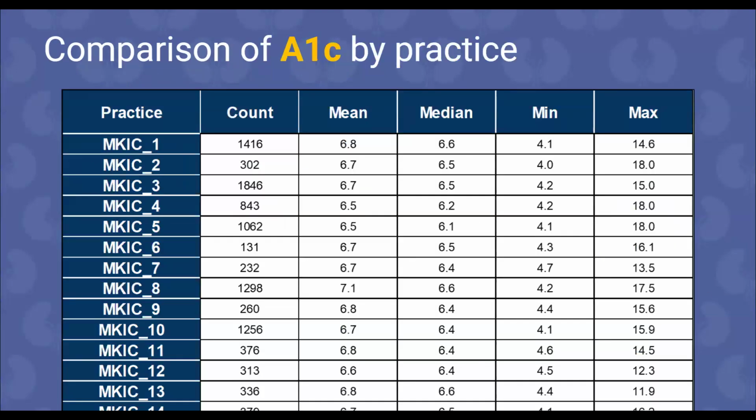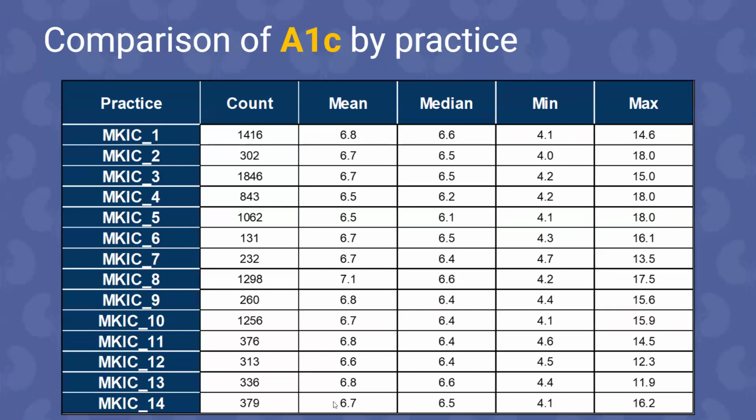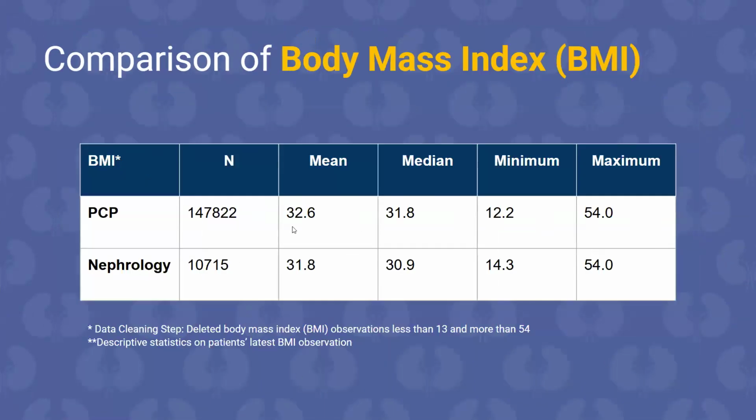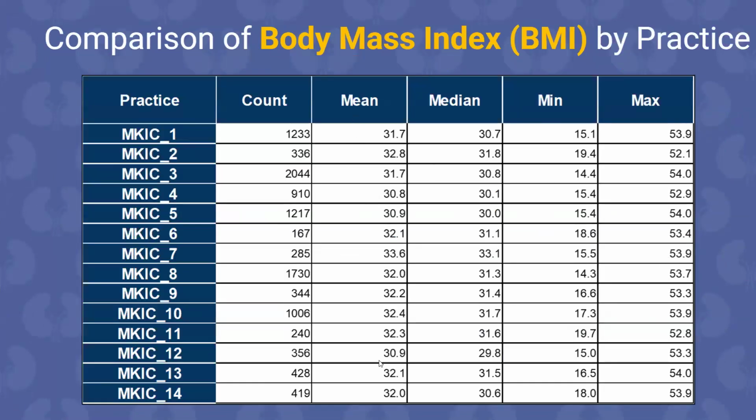And this is the A1C by practice, and you can see that there's not actually that much spread. It ranges from about 6.5 to 7.1 in terms of the range. So doesn't look like there's a huge outliers in terms of diabetes control. Similarly with body mass index in the obese range, not too far different between the primary care practices and our practices. And again, when you look across our different practices, not a huge spread really.